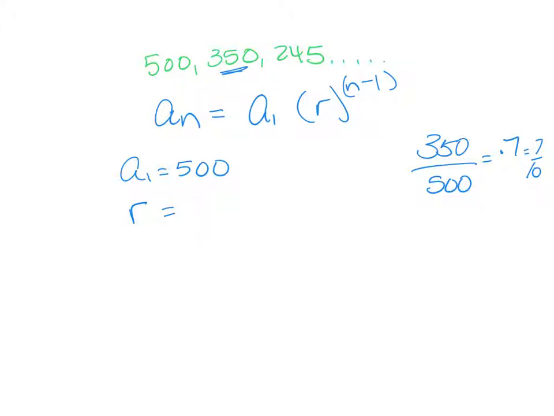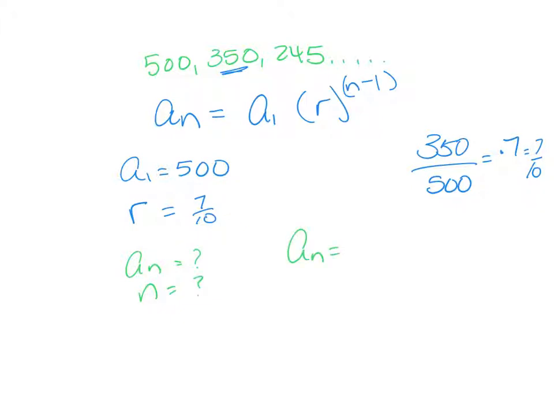So either one is fine. Don't round. If you have to round, turn it into a fraction. So let's just put it in a fraction for now. So that's 7/10 is your rate. And then we don't need to find n because they want an equation for any term. Remember the last time we didn't have to find an or n? We just leave those alone. So let's just put everything in.